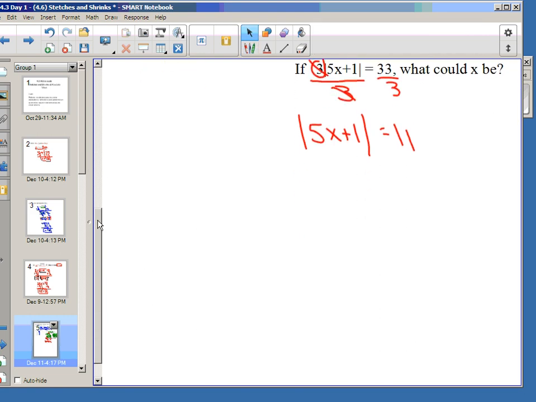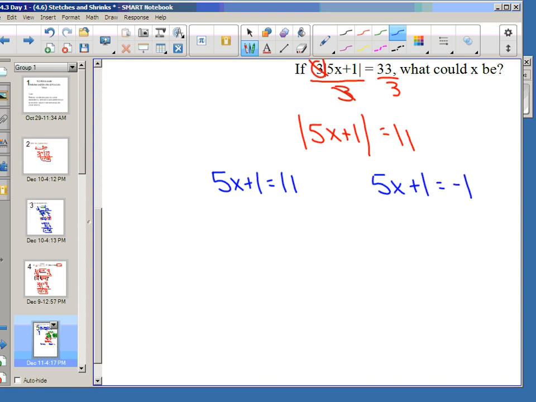And now from here we can solve this and say that 5x plus 1 has to be either positive 11 or 5x plus 1 has to be negative 11. So let's solve our 5x plus 1 equals positive 11 first. You can subtract 1 on both sides, and we get 5x equals 10, and divide by 5 on both sides. So one of our solutions is going to be x equals 2.